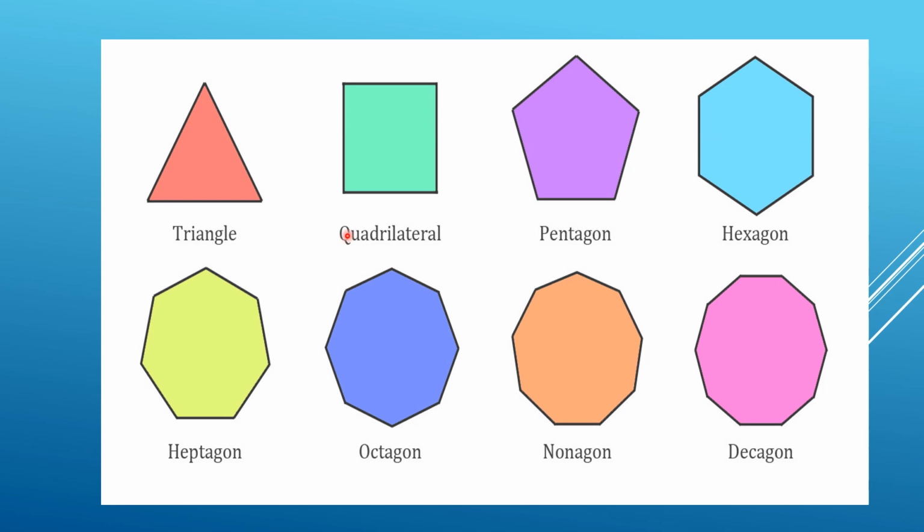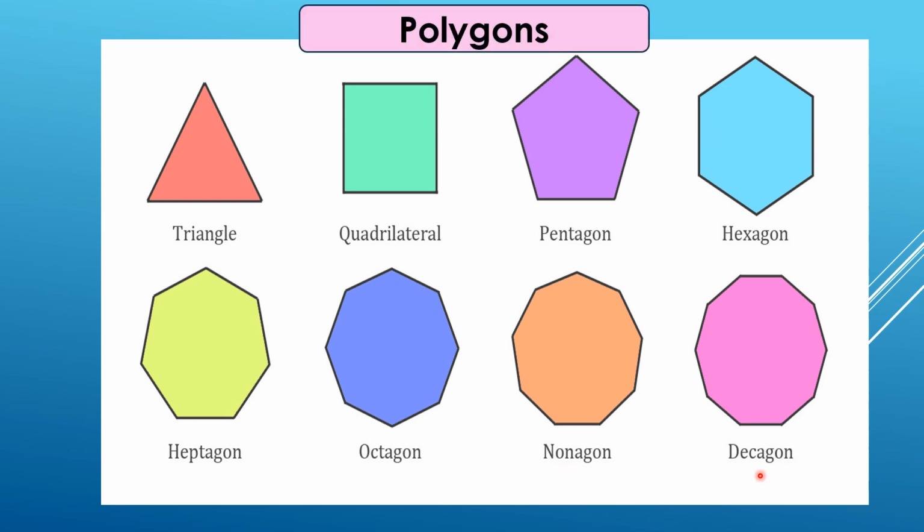Let's say the names again, students. Triangle, quadrilateral, pentagon, hexagon, heptagon, octagon, nonagon, and decagon. Very well. These shapes are called polygons. And if you look at them closely, all of them are closed shapes. They are closed shapes and they have line segments connected.